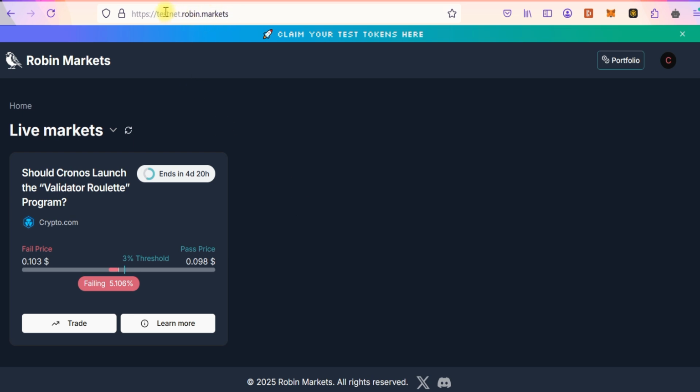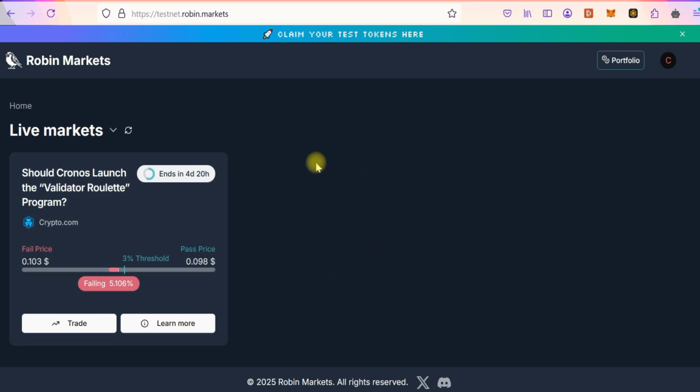Today we are going to be looking at Robin Market. I like to call it a decision market that is built on Chromia. Currently they are on their testnet, as you can see. So this is what the interface looks like.